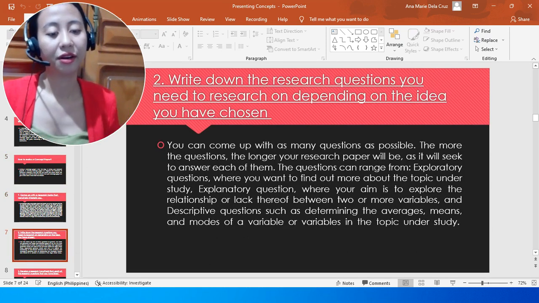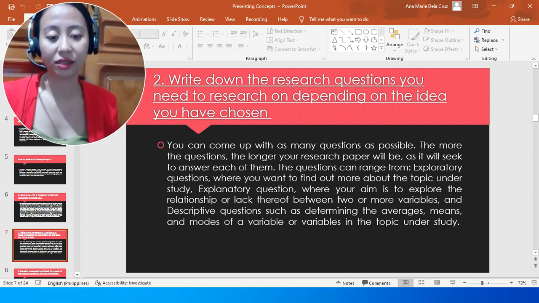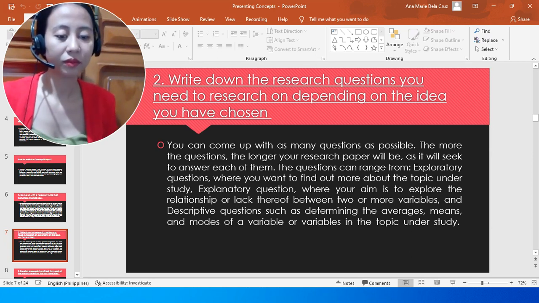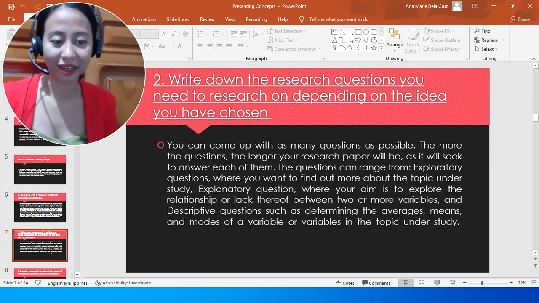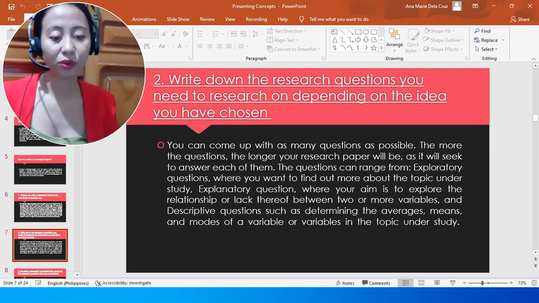Next, write down the research questions you need to research depending on the idea you have chosen. You can come up with as many questions as possible, but it should make sense, of course. The more the questions, the longer the research paper will be, as it will seek to answer each item, of course. More questions, more opportunity for you to answer them, okay?